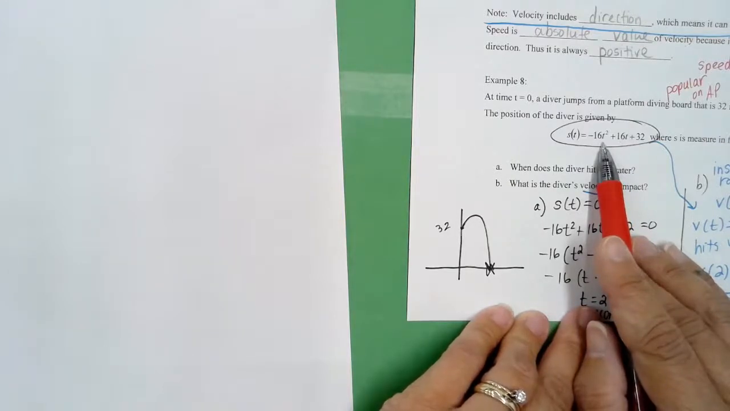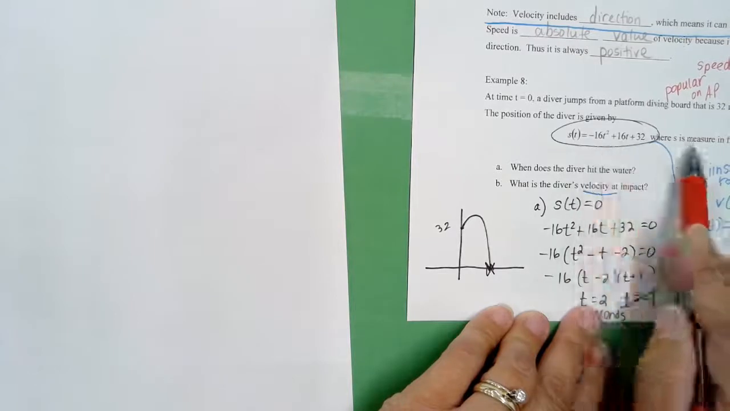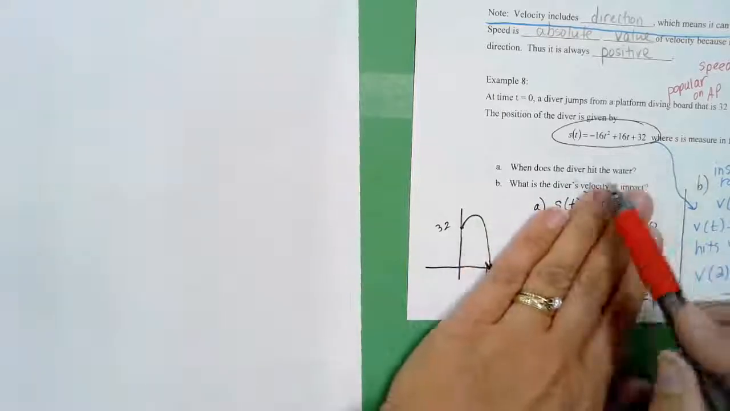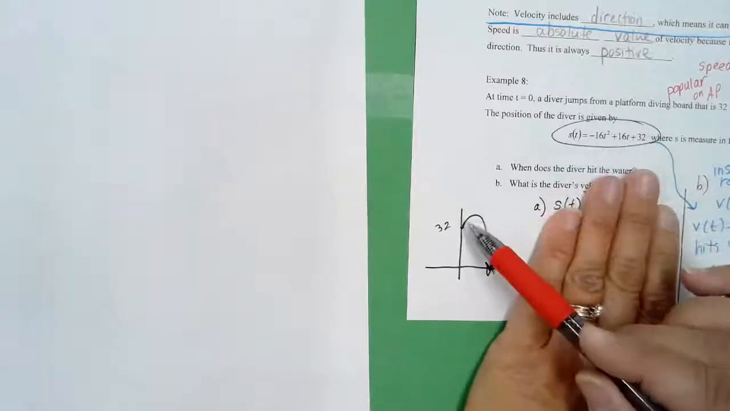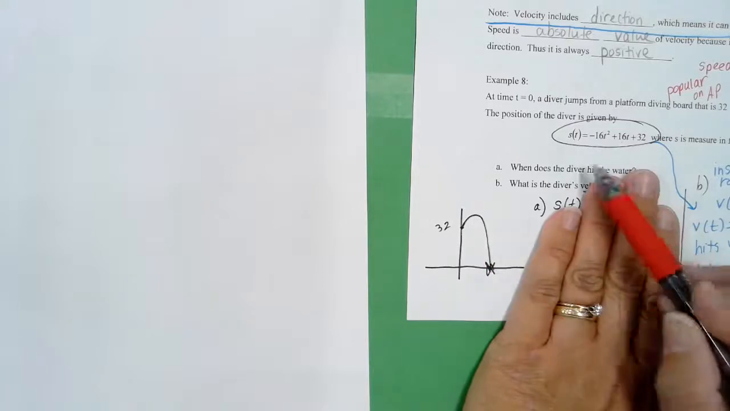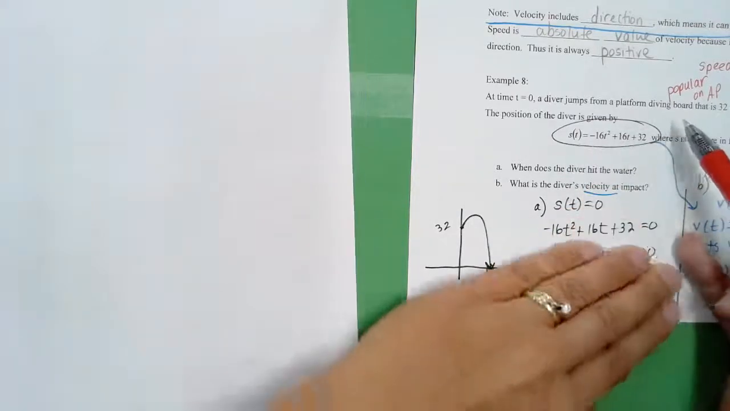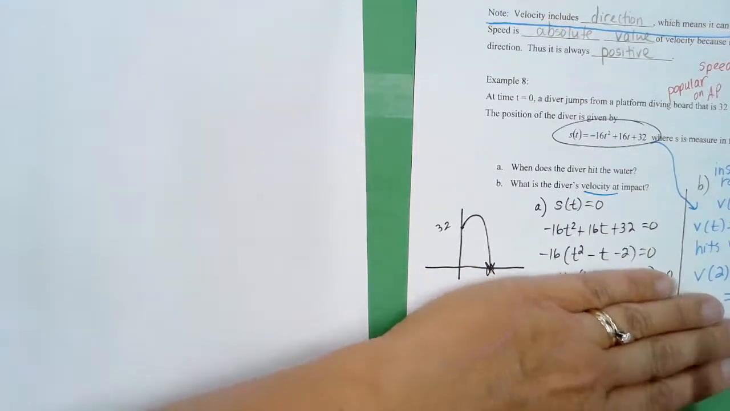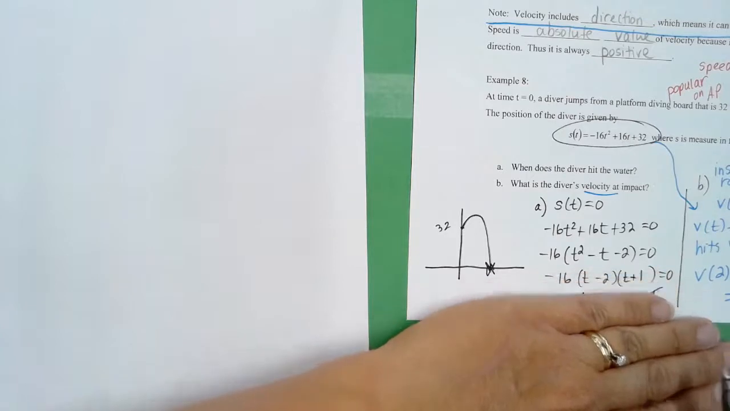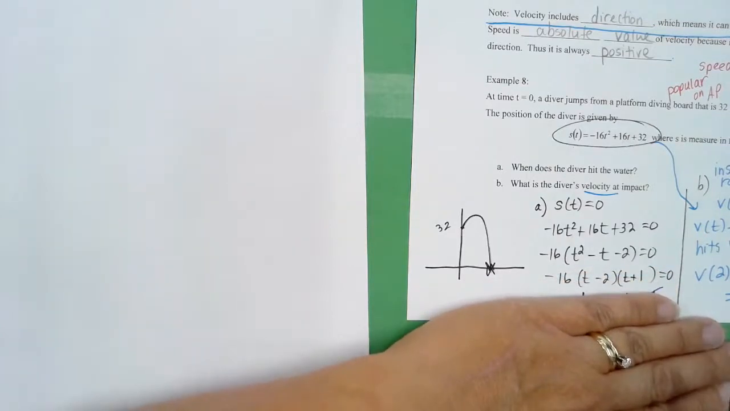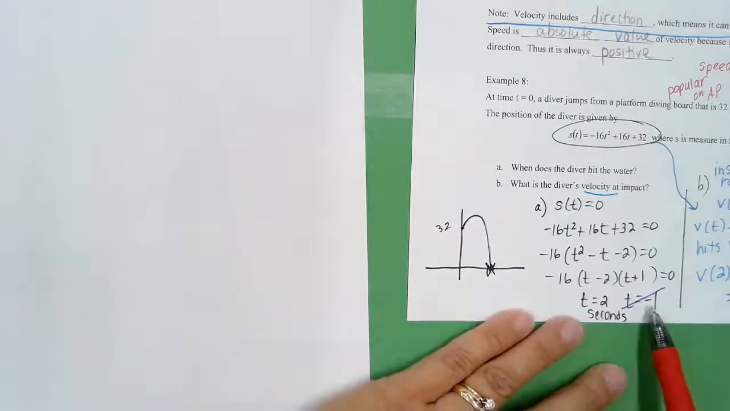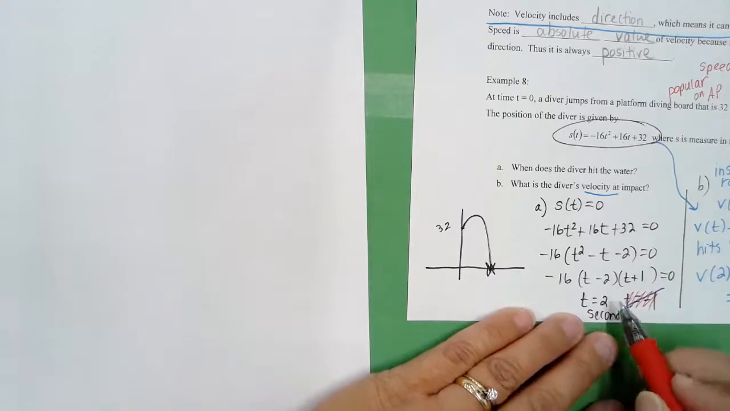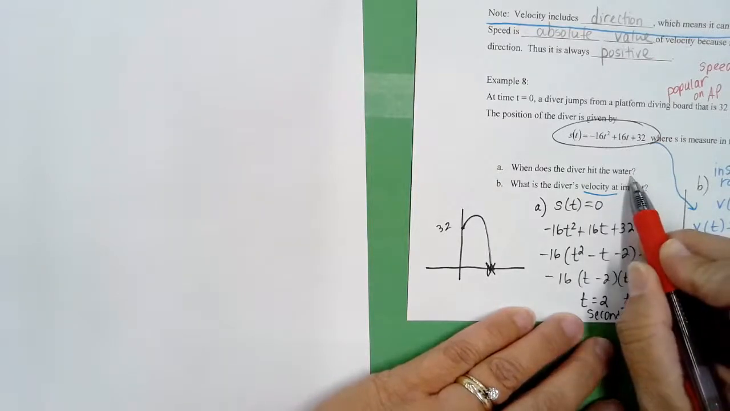And then what I would like you to do is answer these other two questions. So this is an algebra question. When does the diver hit the water? Which means you're taking this position function and setting it equal to 0 to find the time. I'm going to factor out a negative 16, still keeping it equal to 0. Solving a quadratic, you could use the quadratic formula if you want, or factor. So t will either be 2 seconds or negative 1. Now, in terms of the context of the problem, we would throw that answer out. So after 2 seconds, that's when the diver hits the water.